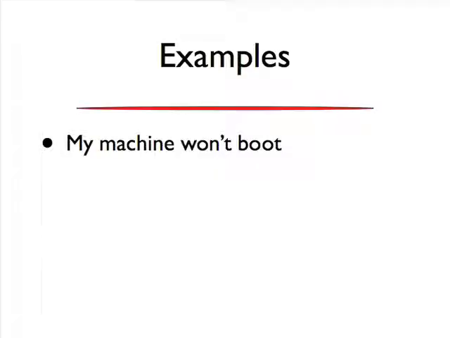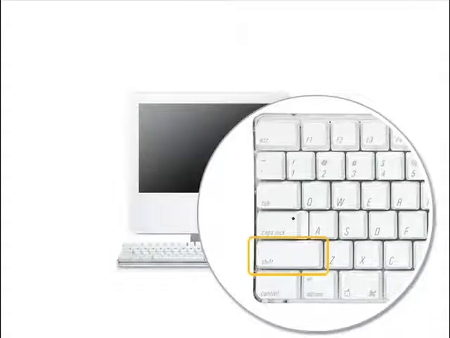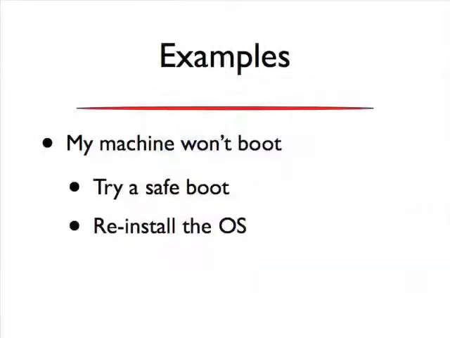The final example that we'll look at is when your machine won't boot at all. For this issue there's quite a few choices, but the first one I normally go for is to try a safe boot. A safe boot is simply a way of booting the machine in a simplified state that can tell you whether or not any additional applications could be causing the machine to fail to start up. To initiate a safe boot, simply start up your computer holding down the Shift key on your keyboard. The second option is to try reinstalling your operating system using something called the archive and install method.